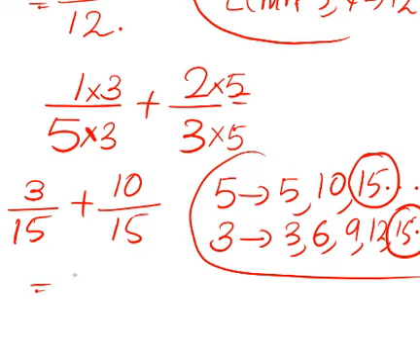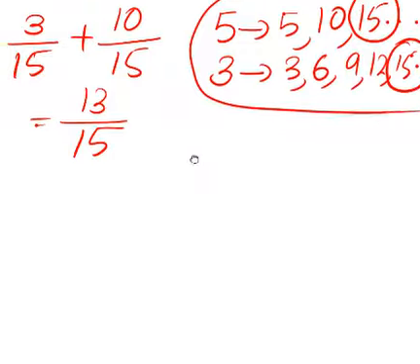So now these are like fractions. So 3 plus 10 is 13 over 15. Okay, we'll show another example. We can do one more question.